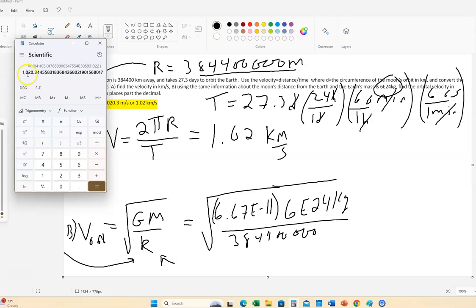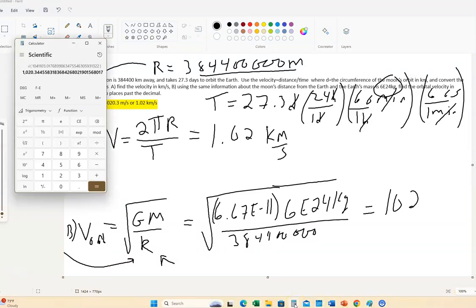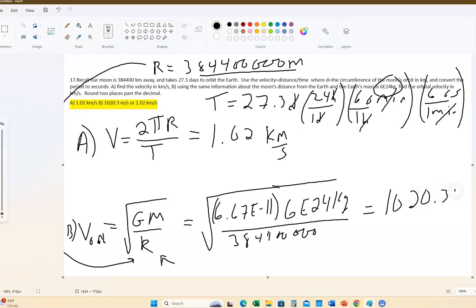And so see, it comes out to be, so the answer, by the way, comes out in the orbital velocity, just like the escape velocity comes out to be meters per second. So we take this number, 1,020 something. Should have written it down. 1,020.3. This is meters per second, and then if you divide that by 1,000, you'd be in kilometers per second.